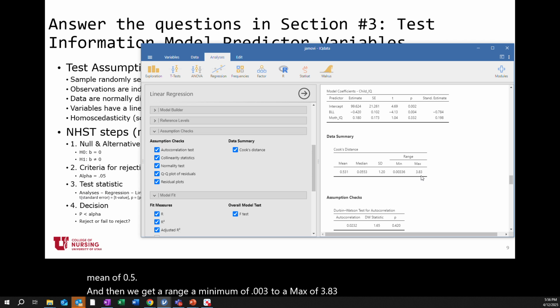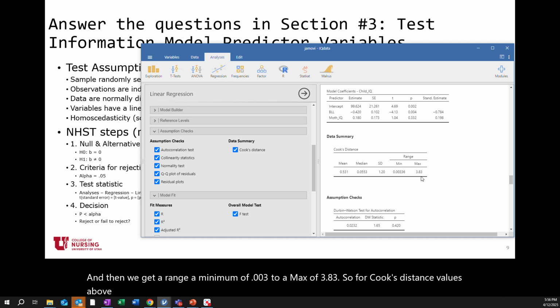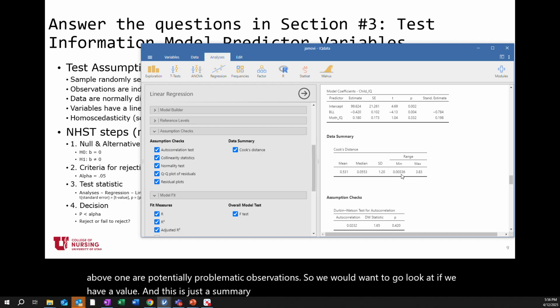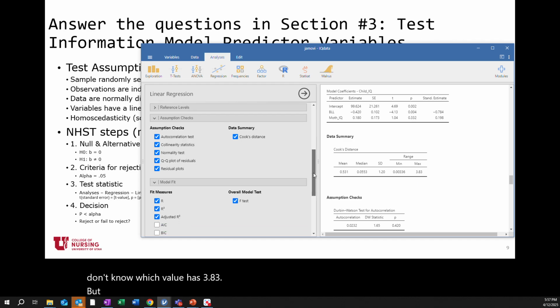So for Cook's distance, values above 1 are potentially problematic observations. So we would want to go look at if we have a value. And this is just a summary table. All we have is a range here. We don't know which value has 3.83, but Jamovi has a way for us to look at that.